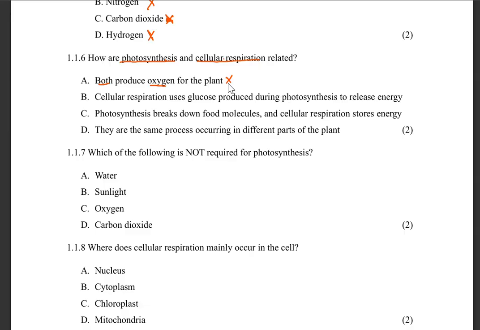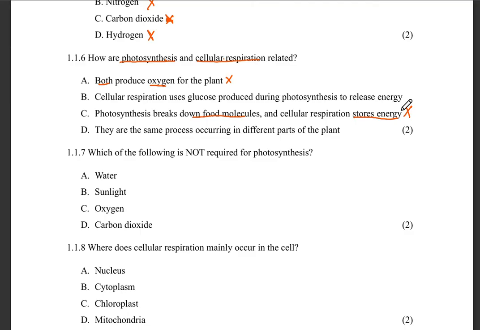Let's move to option C. Photosynthesis breaks down food molecules and cellular respiration stores energy. That is also incorrect. I've skipped number 2 intentionally, guys. Photosynthesis does not break down food molecules. It actually produces food. So that statement is definitely incorrect. And it's also saying cellular respiration stores energy. We know that's not true.